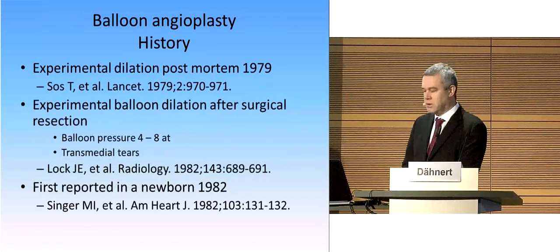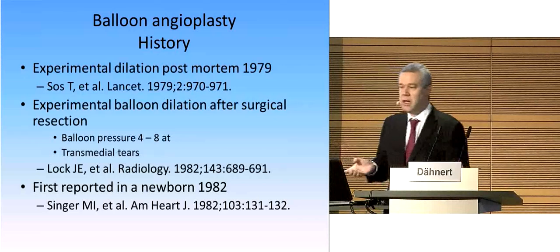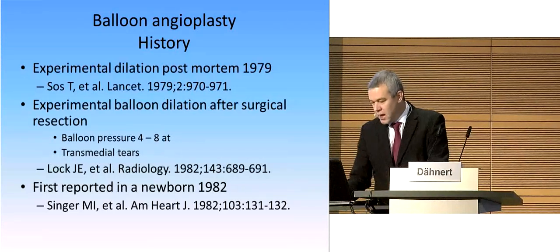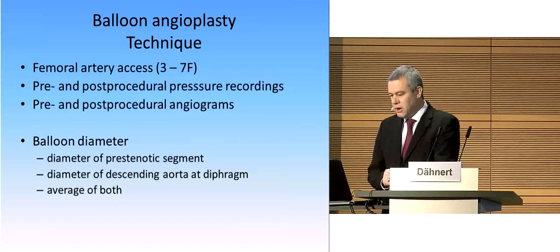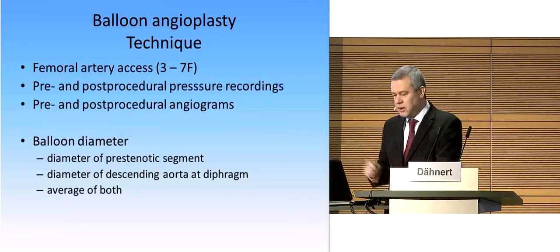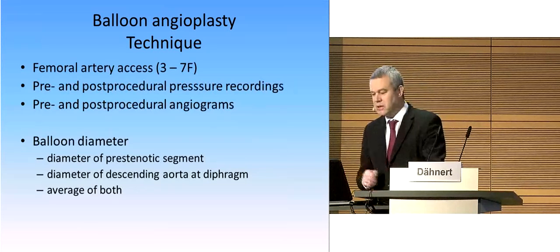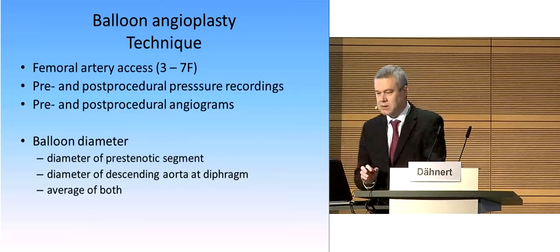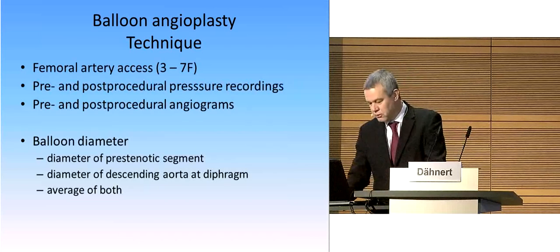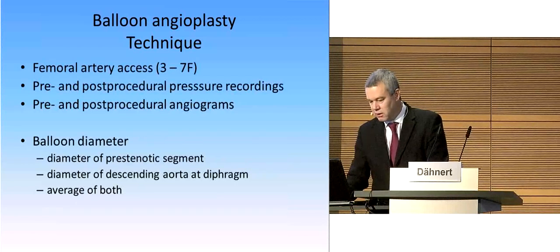I want to tell you something about balloon angioplasty. It was introduced in 1982 after experimental dilation, not in animals, but post-mortem. And the technique is easy. You go from the femoral artery, record the pressures, do an angiogram, and then dilate with a balloon to the diameter of the pre-stenotic segment. Some make the balloon a little bit larger, and maybe that's one of the questions. If you make the balloon too large, you will have problems afterwards. If you make the balloon too small, you will also have problems.